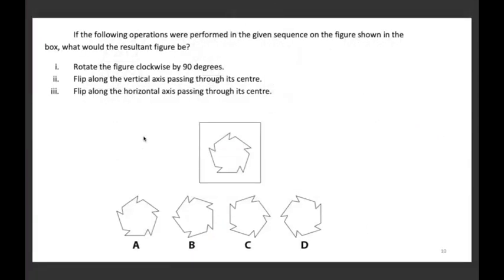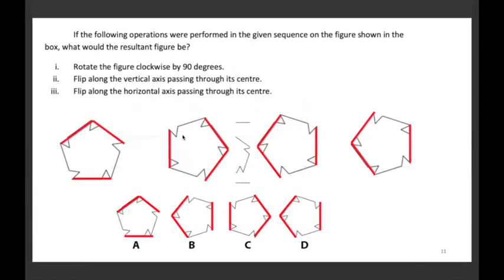If the following operations were performed in the given sequence on the figure shown in the box, what would be the resultant figure? Rotate the figure clockwise by 90 degrees, flip along the vertical axis passing through its center, flip along the horizontal axis passing through the center. In this case, if you observe, the figure is a pentagon.